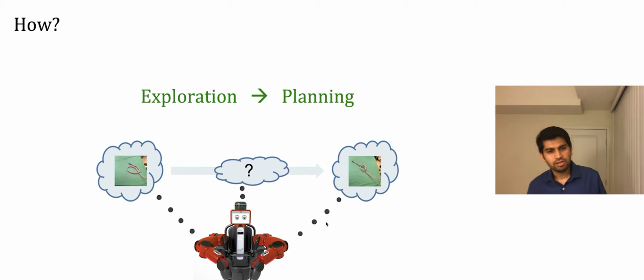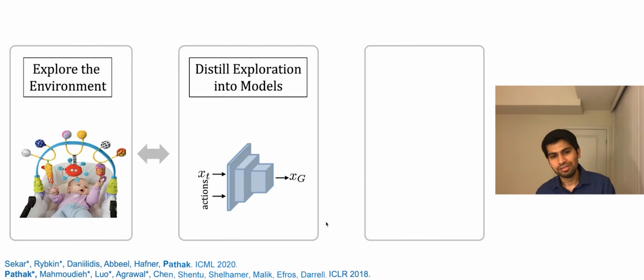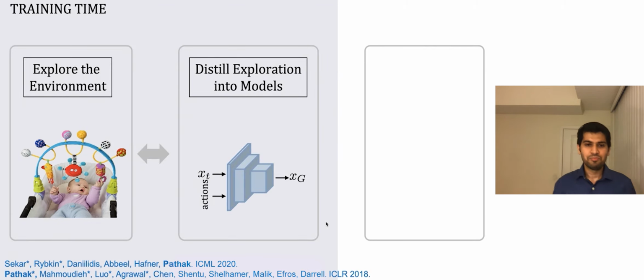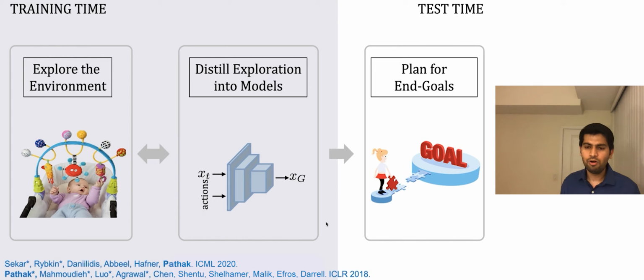At a very high level, the pipeline that we follow is that at training time, the agent explores the environment and distills the exploration into models. And the models are used to explore the environment. This is what happens at training time. Then at test time, once the models are trained, given a new goal, the agent goes and plans for this new goal. You can either fine-tune the model at test time, or you cannot even fine-tune. Without any new sample, or zero-shot, you can plan for new scenarios.